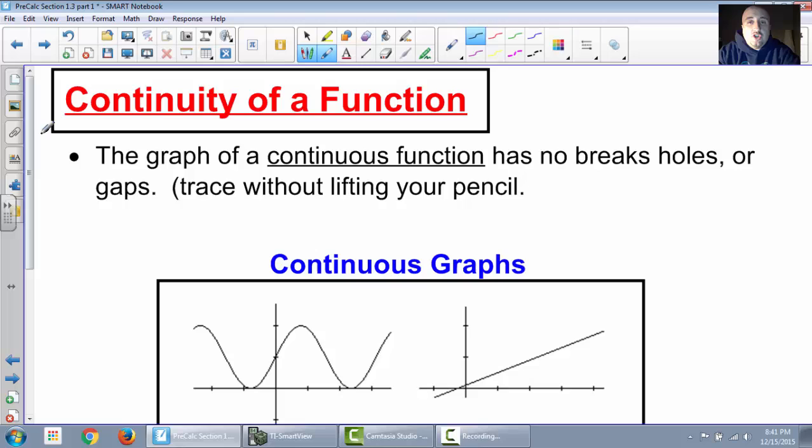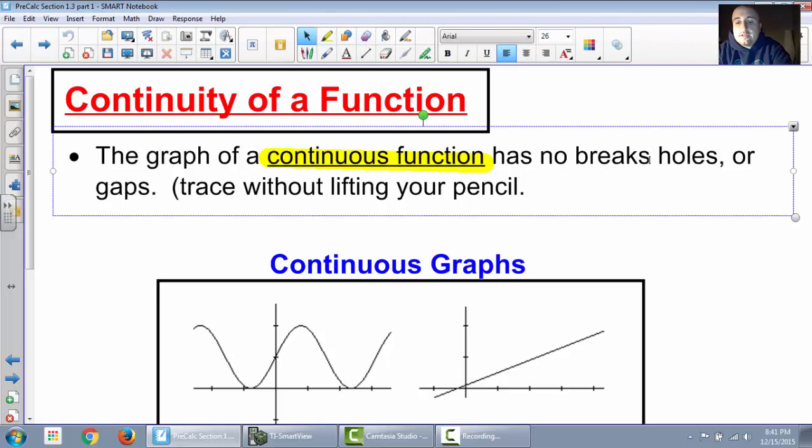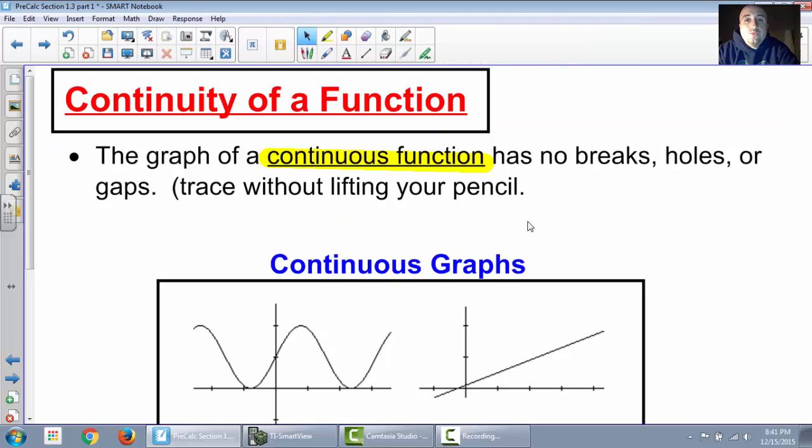So, continuity of a function. The graph of a continuous function. What does it mean for a graph to be continuous? It means that the graph has no breaks, holes, or gaps. I actually missed a comma here. There are no breaks, holes, or gaps. What that means is we should be able to trace it without lifting our pencil.